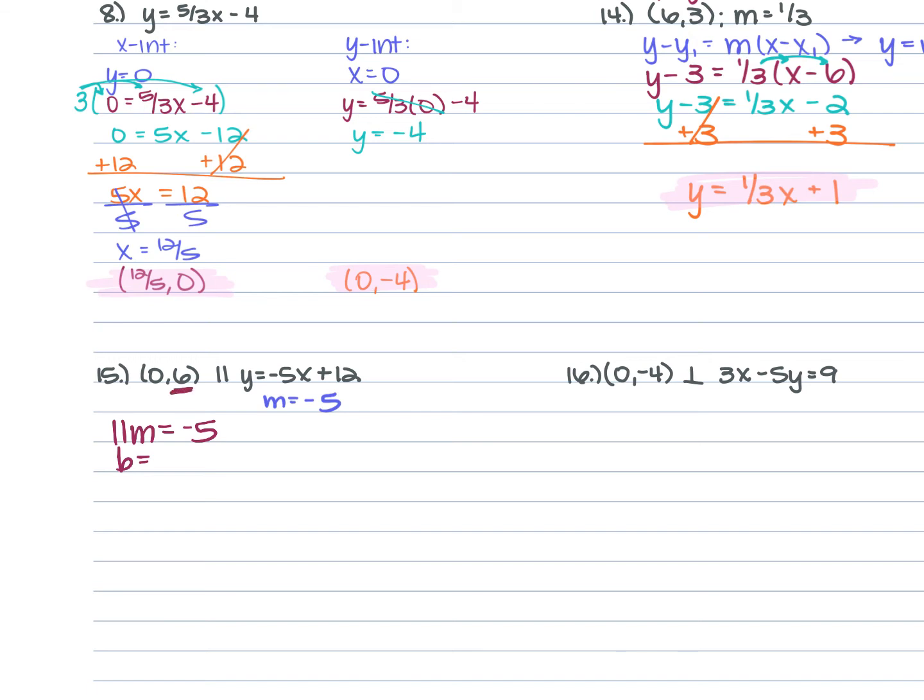The ordered pair is 6. So if we're plugging this into y equals mx plus b, this is going to give us y is equal to what? Negative 5x plus 6. Plus 6. Good.